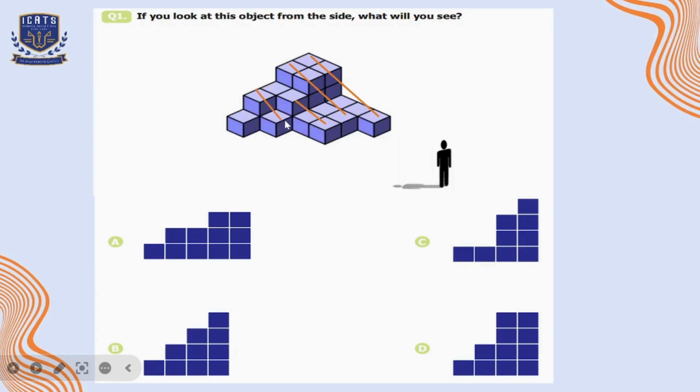Then again 2 for the next one. And in the last row, he can see only 1 block. So the pattern will be 1, 2, 2, 3, 3, which is represented in option A. So it means this is our correct option here.